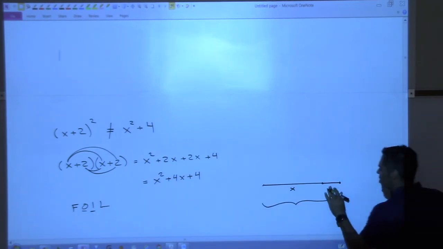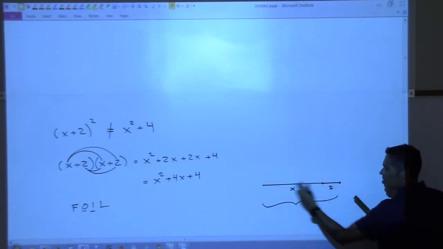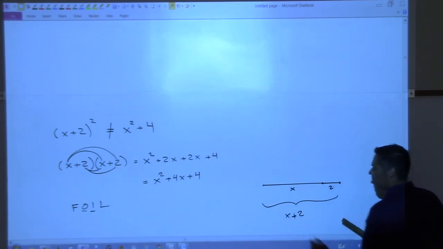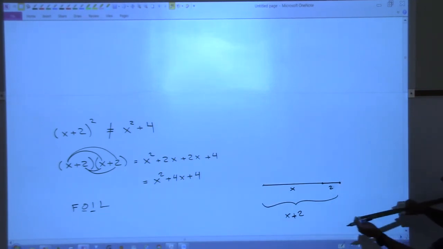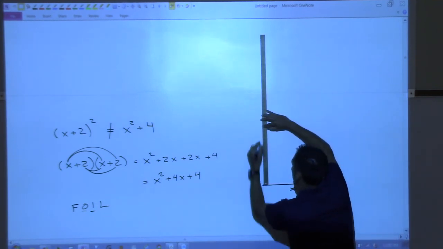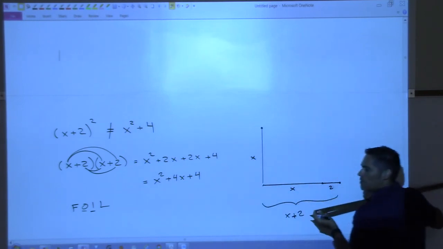So this entire side is how long? You know what? Sorry, let's do 2 here, so it'll match this problem. So how long is this side? X plus 2, right? Agree? All right, so now I'm going to take that same x, go up like this, and that's x again, right? And I'm going to measure this out.